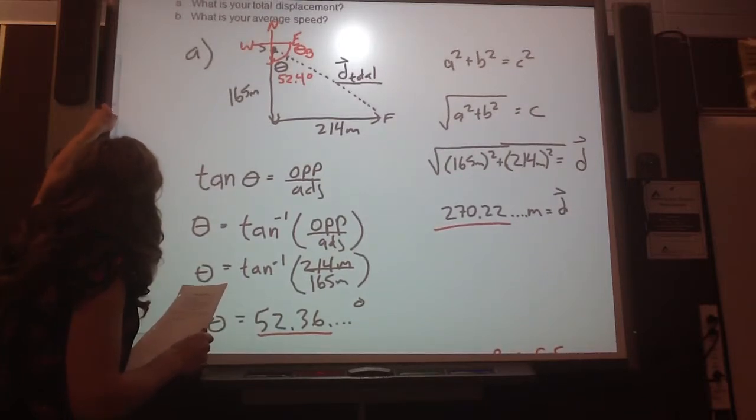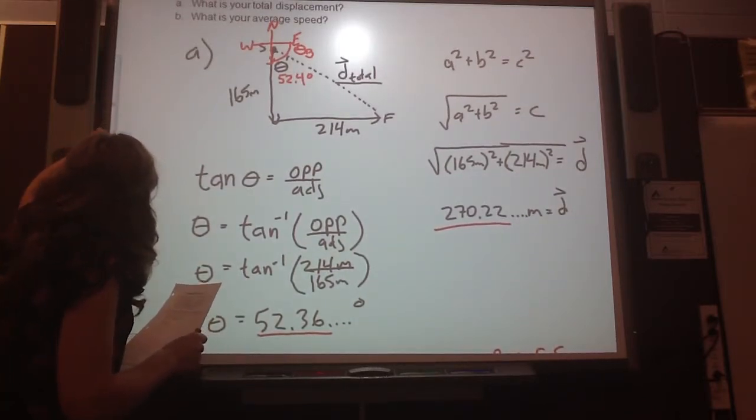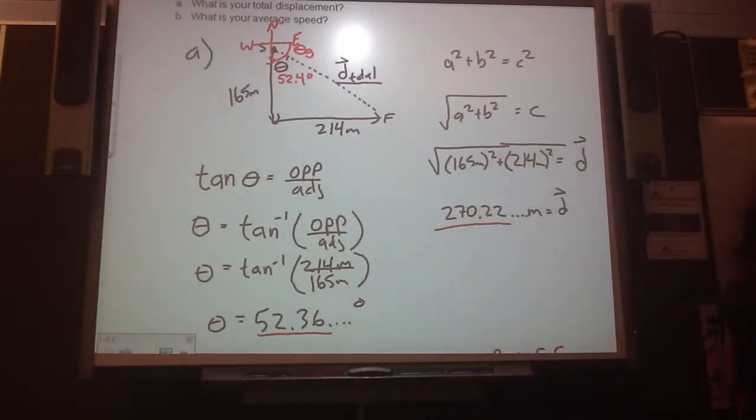I'm having a hard time here. I think my alignment is a little off.